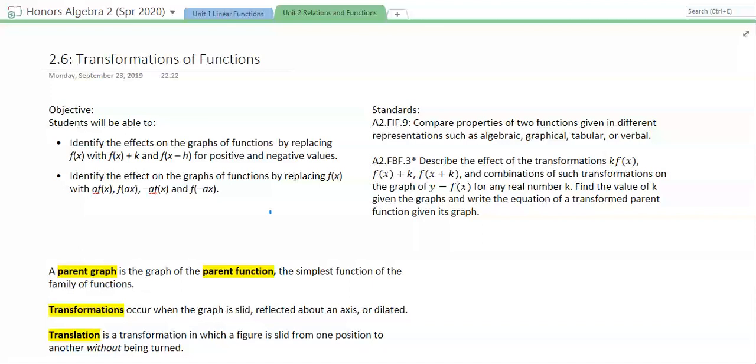We are looking at 2.6 on transformations of functions. I know we haven't done 2.5 yet. I've decided to switch the order of 2.6 and 2.5. So we'll do 2.5 tomorrow. But today we're looking at 2.6 on transformations of functions.